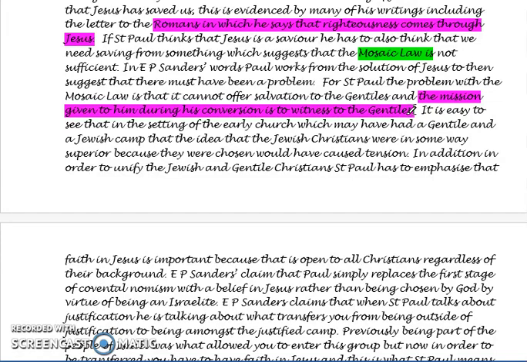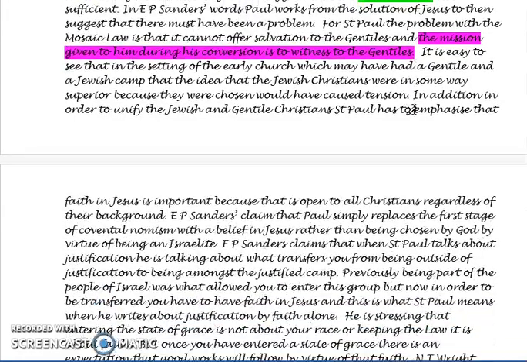Well, he's not going to have very much luck if he goes to the Gentiles and says, you can be saved if you become Jewish, if you become one of God's chosen people. That's excluding them. And so you can see that in the setting of the early church, which is where these letters have come from, it makes sense for St. Paul to have a focus on you will be saved because you believe in Jesus, because that's open to everybody regardless of your background or your ethnicity.